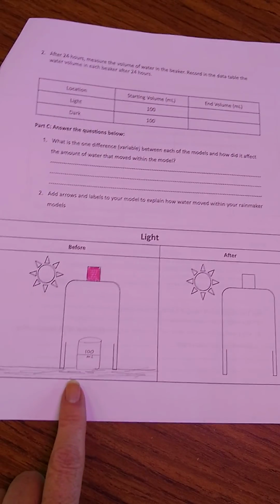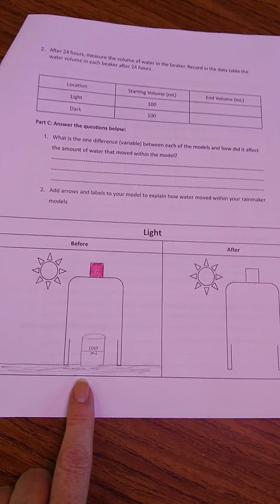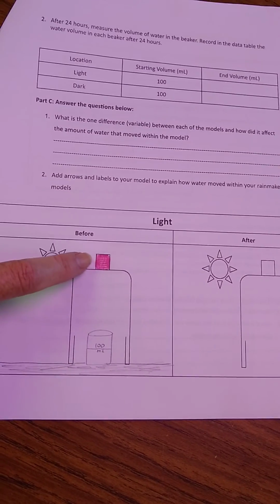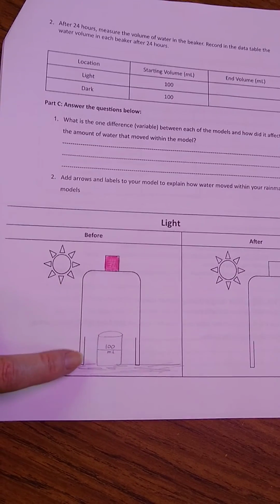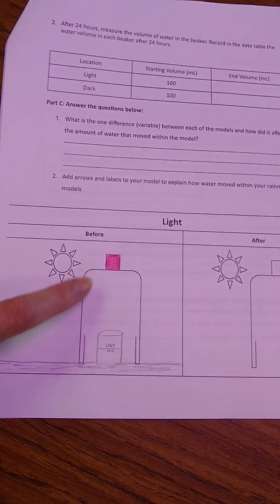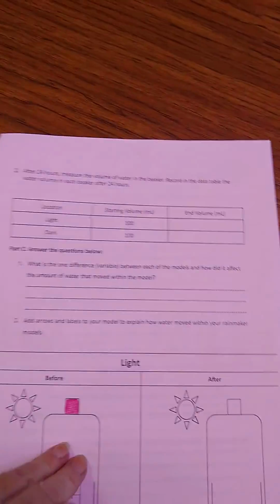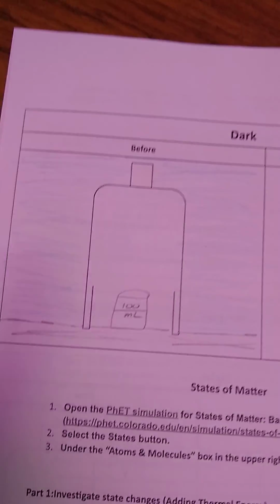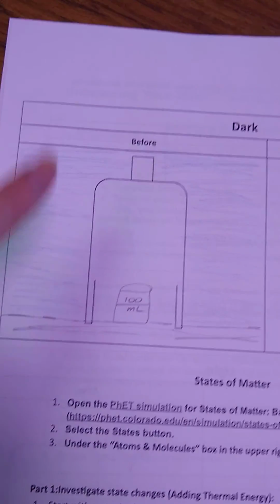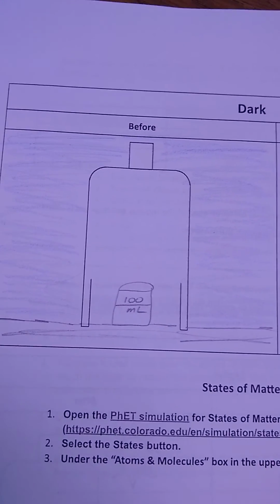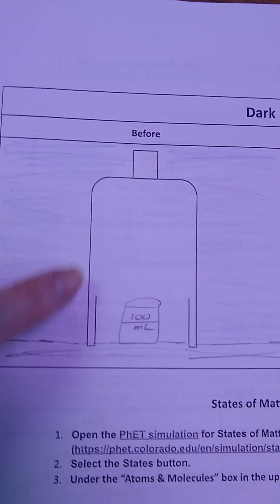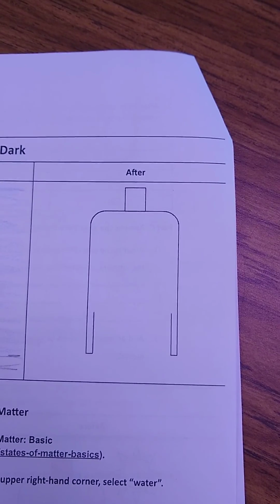Now, we're going to skip all of this stuff because that's the data collection for tomorrow, but we are going to put some preliminary models down. So here's our light model. So this one happened to have a red cap. We're going to put 100 milliliters under that Rainmaker model in the light. And then on the back, this was our second one. This one happened to have a white cap. And again, we have 100 milliliters, and I kind of shaded around there to show that it's going to be in the dark. And then tomorrow, we will draw what we see here.